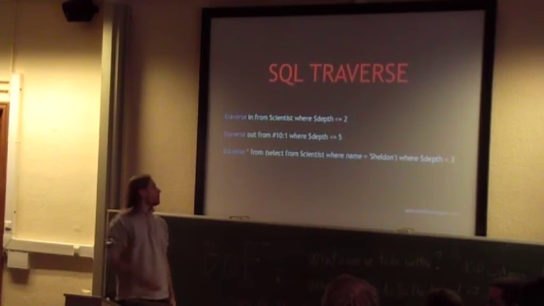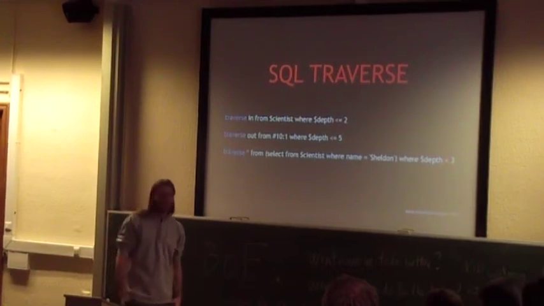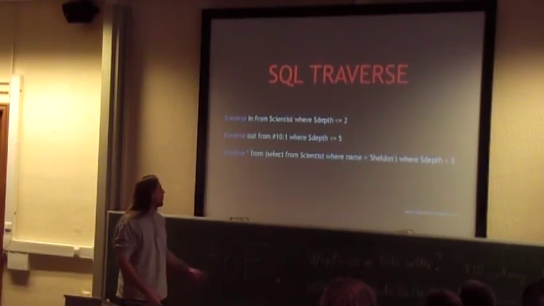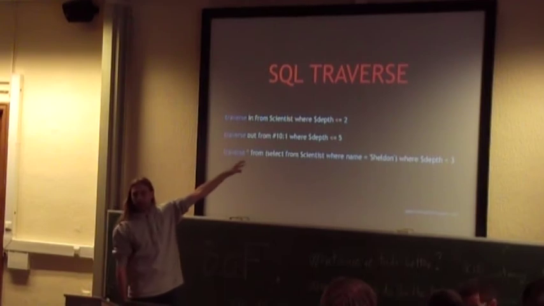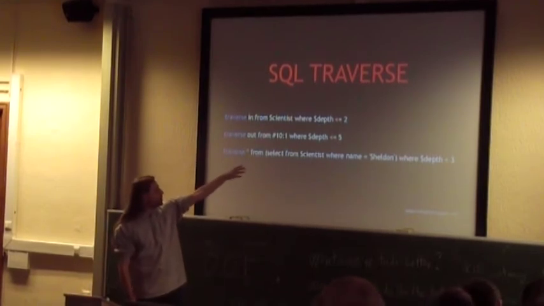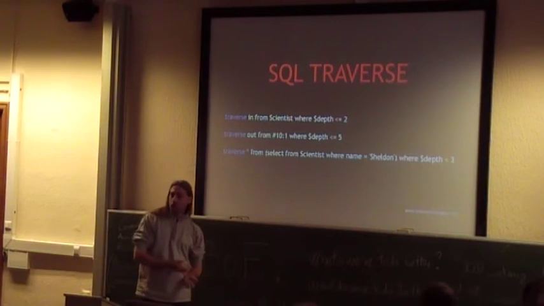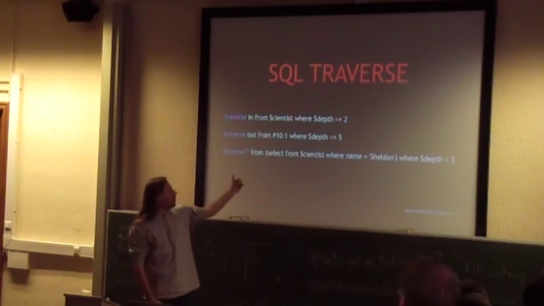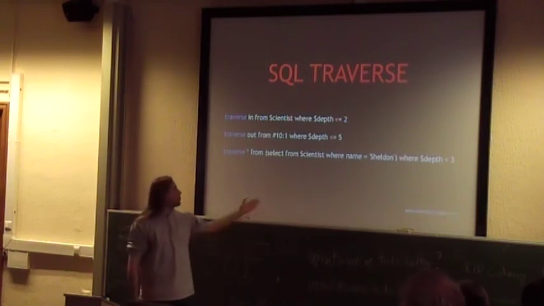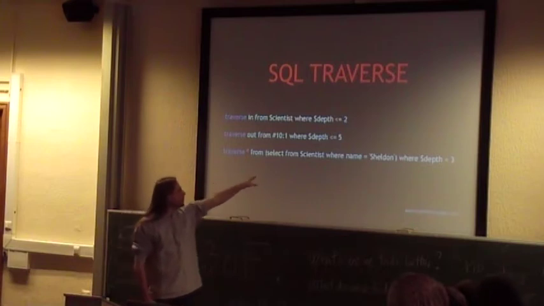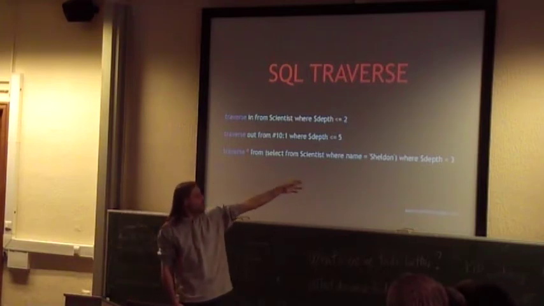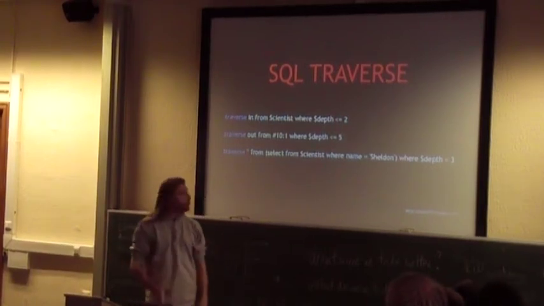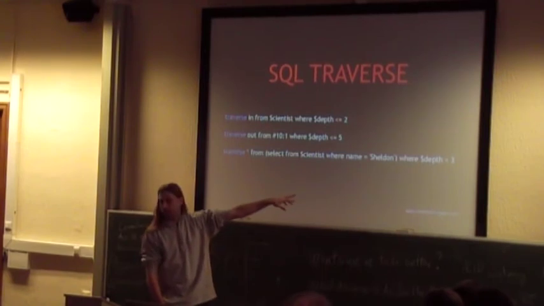That's the embedded traverse feature in Orient. It's really simple. We can traverse from a class or from a record ID, defining what max depth we should reach, or we can also put an inner select in it, so traverse anything from (select from Science where name is Sheldon). So traverse anyone and anything that's connected to Sheldon to a max depth of 2.